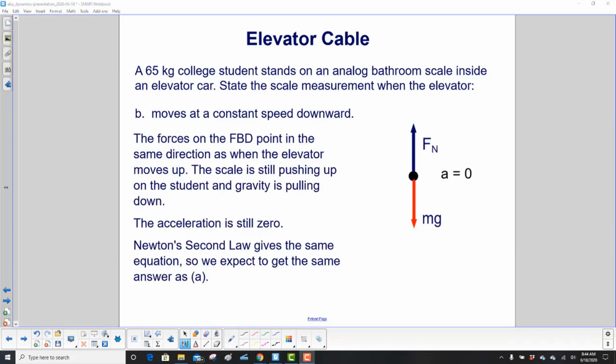Now the elevator is moving at a constant speed downward. The forces on the free body diagram still point in the same directions. The scale is still pushing up on the student, and gravity is still pulling the student down. Acceleration is still 0. So we're going to expect that Newton's second law will give the same equation, so we should get the same result as part A.